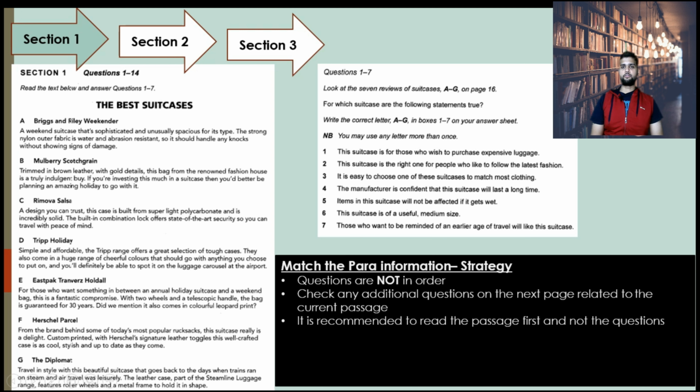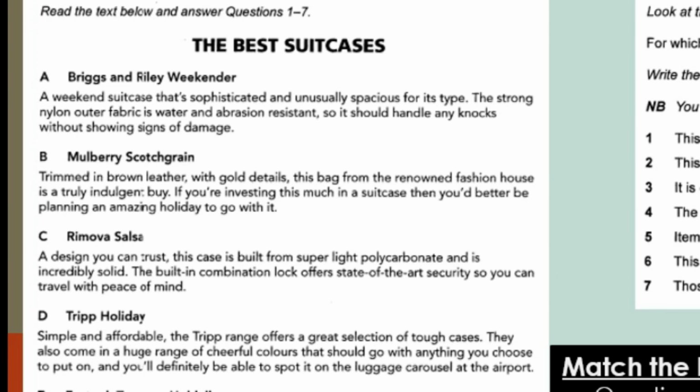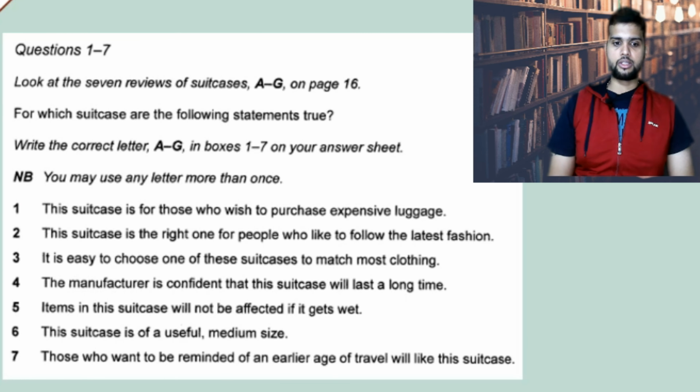In this type of question, that's why I've been telling you that the strategies change from section to section, and question type to question type. In the match the para information type, you should not read all these kinds of things. Just first read this: a weekend suitcase that's sophisticated and visually spacious for its time. Here the important keyword is spacious. Strong nylon outer fabric is water and abrasion resistant. Here the important thing is that it is made of nylon and it is water resistant. So it should handle any knocks without showing signs of damage. The understanding is that it is very spacious, strong, waterproof, abrasion resistant, and if it takes a hit, it will not show any signs of damage. This is the essence of this paragraph.